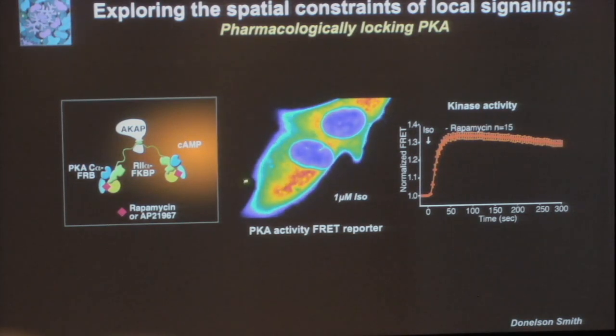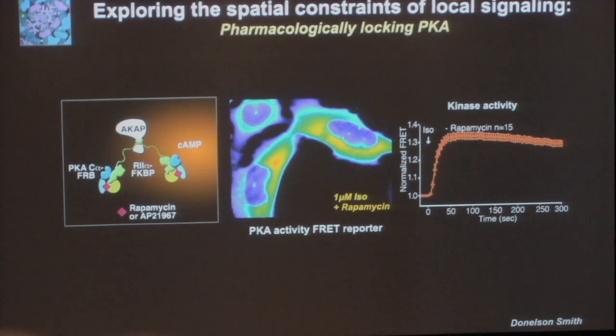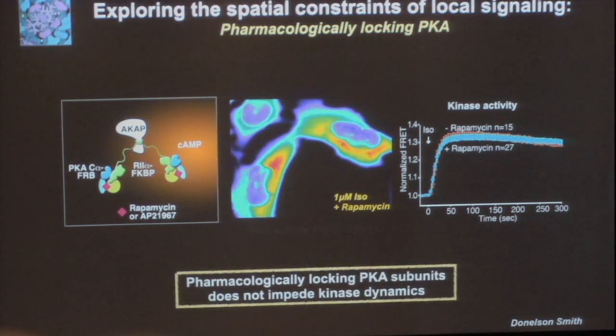And you can see in these two cells here, again, we're stimulating with isoproterenol. We get a fairly robust response. We add rapamycin. There's no change in the response, suggesting that the kinase, when it's in the complex, is fully active, at least towards this particular substrate. So that allowed us to conclude that pharmacologically locking the subunits doesn't impede kinase dynamics.